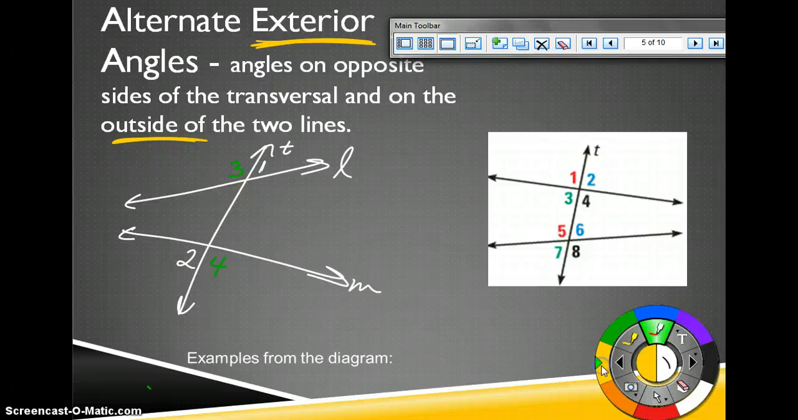So if we look at our diagram over here, same kind of system going on, we're looking at angle 1 and angle 8. Those are on alternating sides, and then you have to be to the outside. So 1 and 8, and then 2 and 7. Maybe you already came up with that in your head. I hope so.